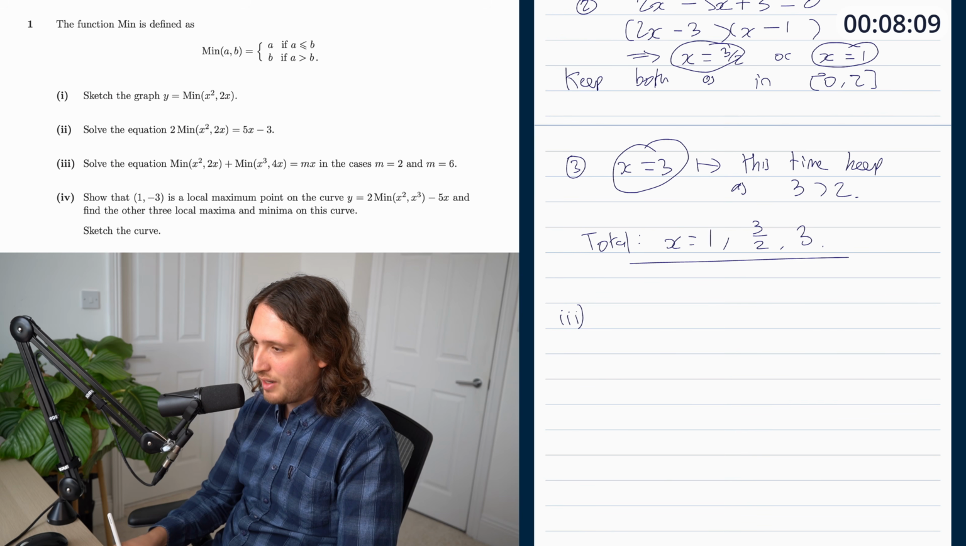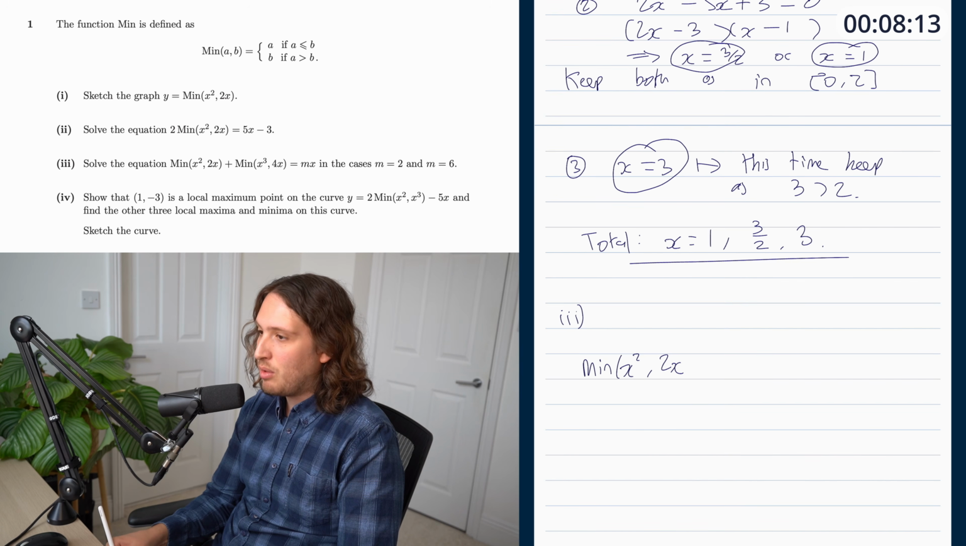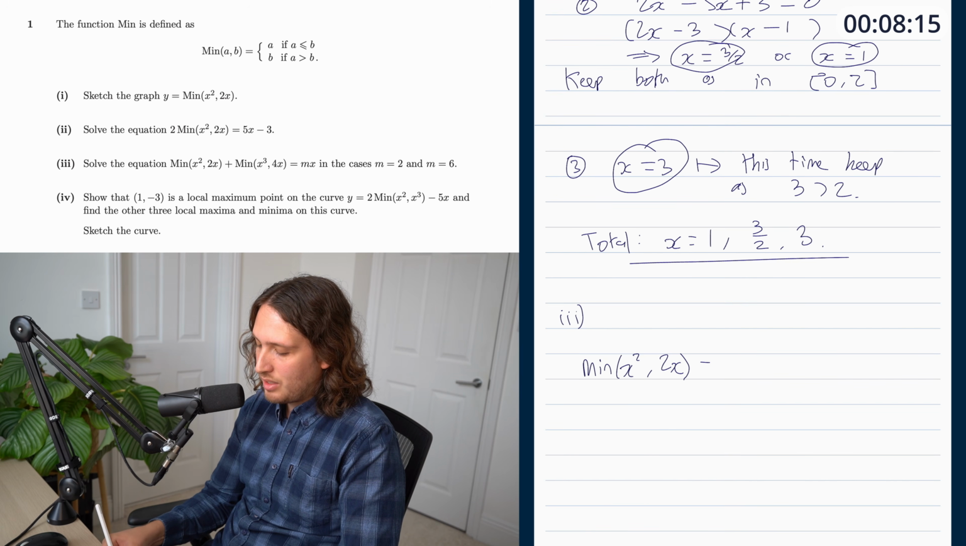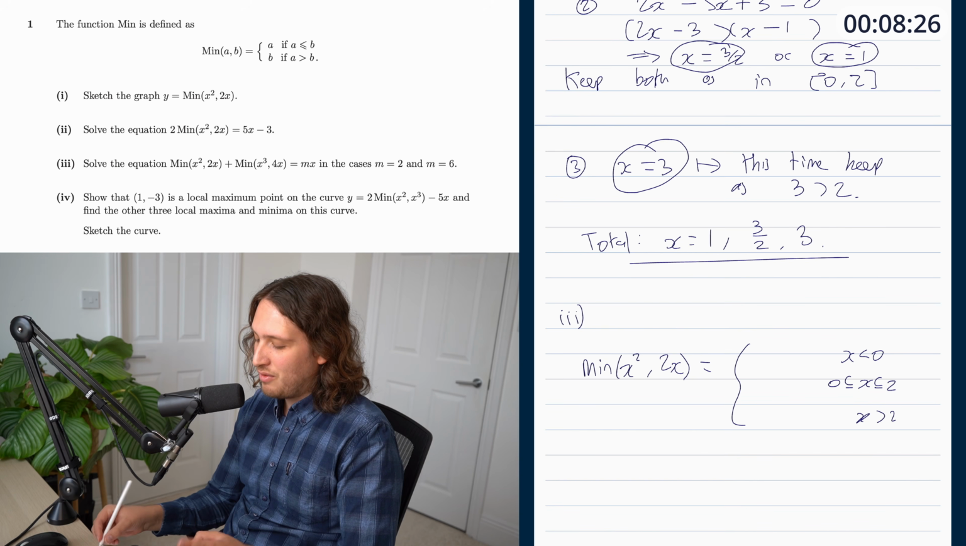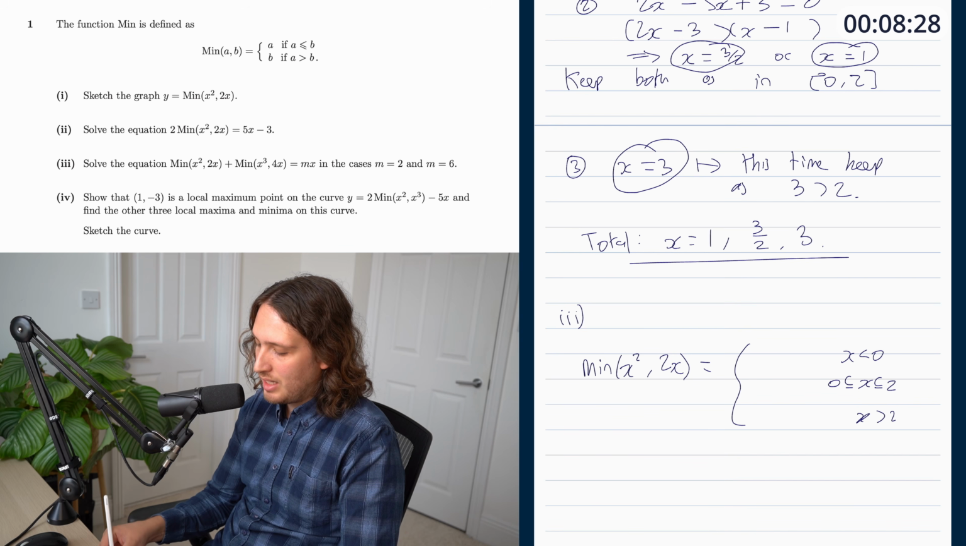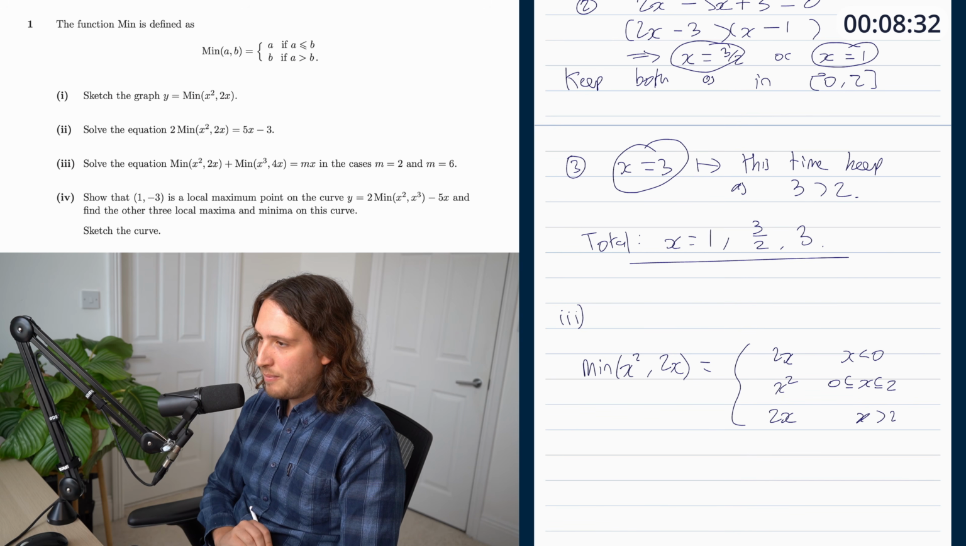Let's consider each function separately first. So min(x squared, 2x). Well, that's actually one I've already done, so I'll just recollect what I said. I had x less than 0, x between 0 and 2, and x bigger than 2. And this does not have the factor of 2 in front, so this time it's just 2x, x squared, 2x.